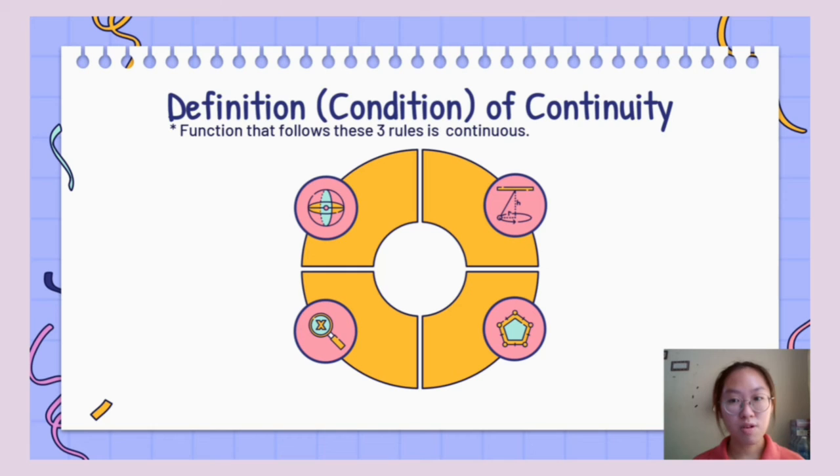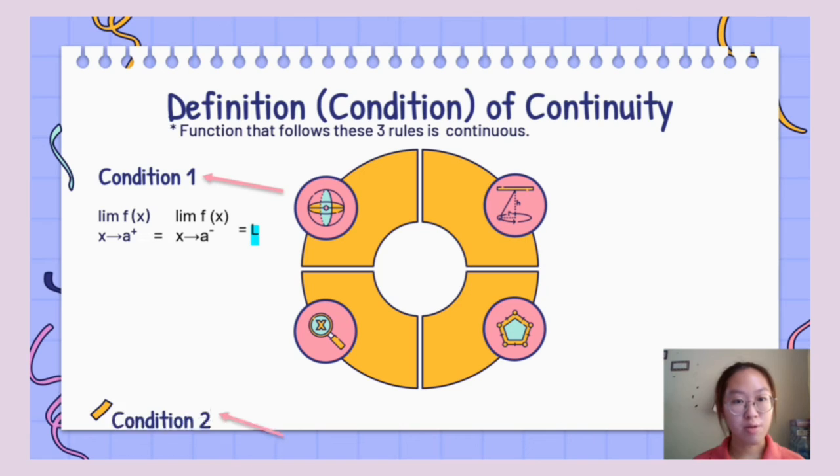At point 3, continuity. Definition: conditions of continuity at a point. A function that follows these three rules is continuous. Condition 1: limit of function f(x), x approaches a from the right side is equal to limit of function f(x), x approaches a from the left side, which is equal to L.